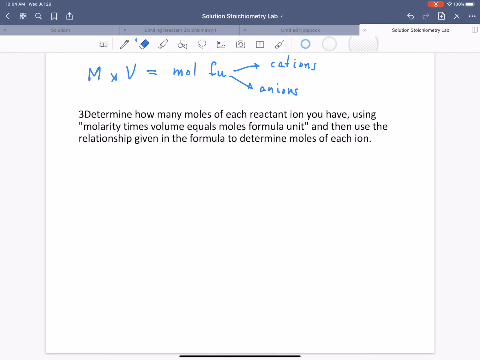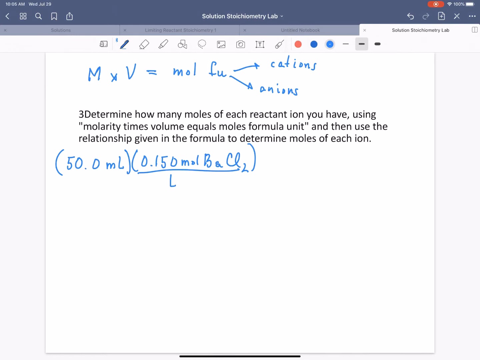So we have 50 mL of 0.150 molar barium chloride. Instead of writing molar, I'm going to take that nickname and write down what it means. It means moles per liter of solution. If I want my units to cancel, my milliliters and my liters aren't going to cancel. I'm going to need to either use a conversion or rename something. So instead of saying 1 liter, I'm going to say 1,000 milliliters. And now my milliliters cancel.